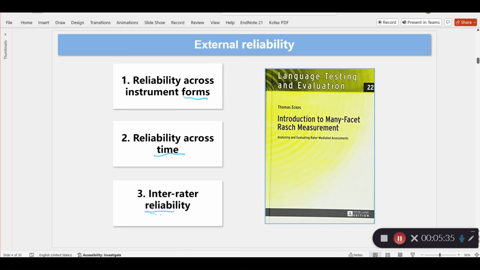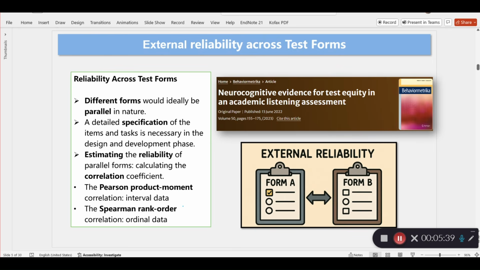And the last one is inter-rater reliability. Let's get started with the first type of reliability, everybody. Reliability across forms makes some assumptions. Before defining this reliability itself, I want to talk about its assumptions.